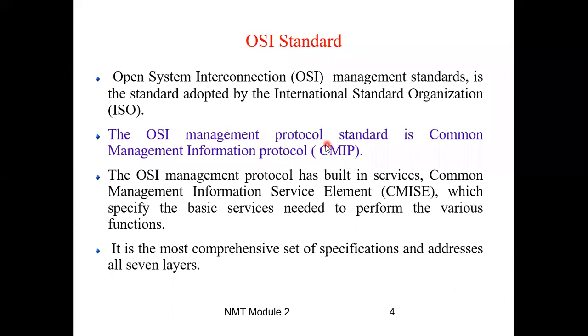Now, there are five standards. I am picking up two at a time, and then I will project a table which will have the comparison or the keywords from all these standards. The OSI standard is the Open System Interconnection management standard. It is the standard adopted by the ISO, the International Standard Organization. The protocol for management used by the OSI standard is CMIP.